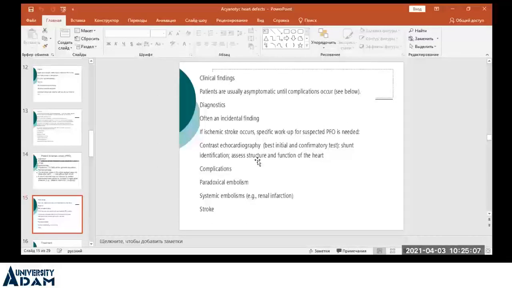Clinical findings: patients are usually asymptomatic until complications occur. Diagnostics: often an incidental finding. If ischemic stroke occurs, a specific workup for suspected patent foramen ovale is done. If needed, contrast echocardiography is the best initial and confirmatory test for shunt identification, and assesses the structure and function of the heart. Complications may be paradoxical embolism, systemic embolism, and renal infarction.